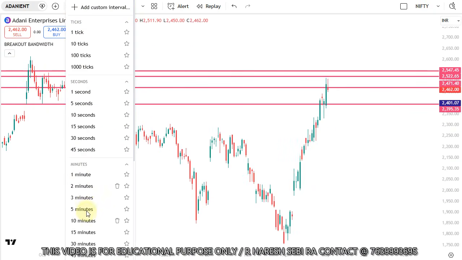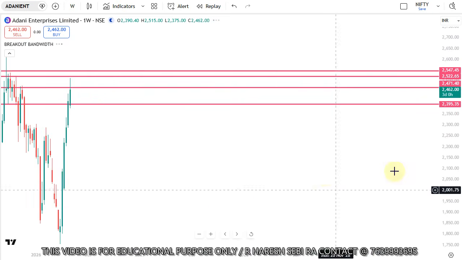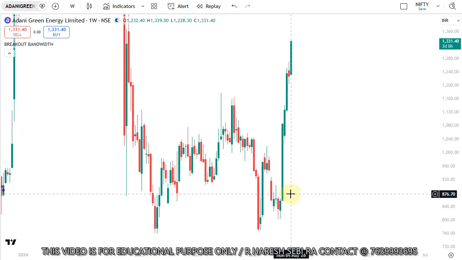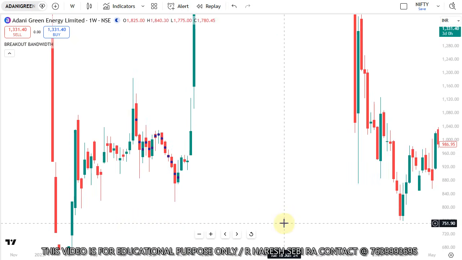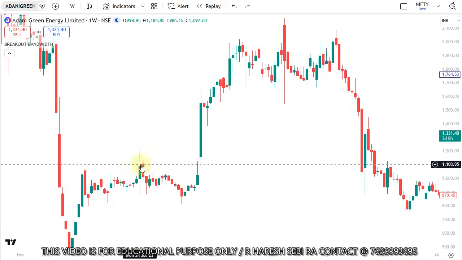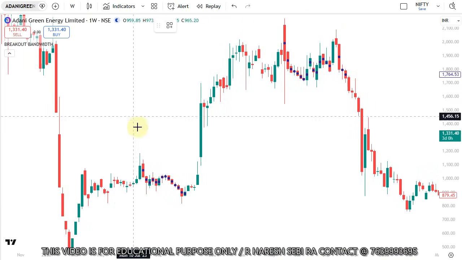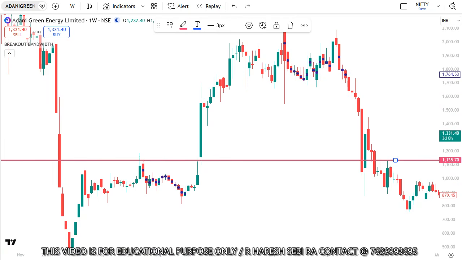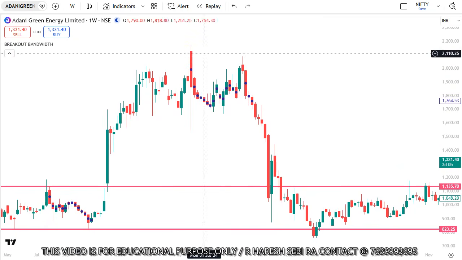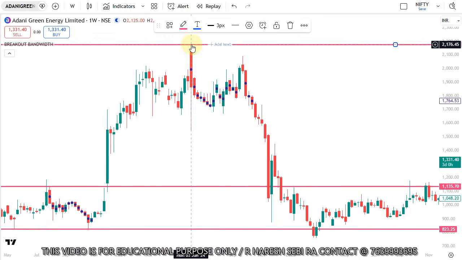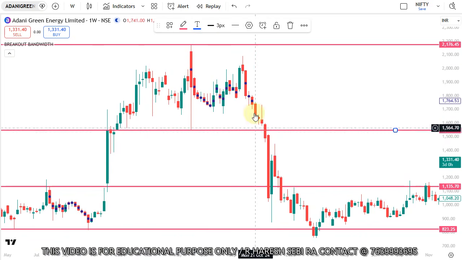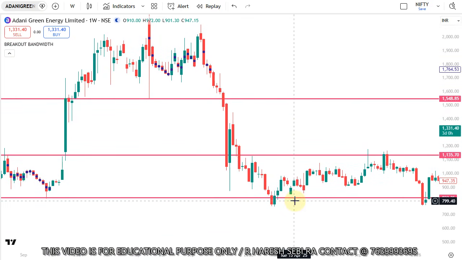Similarly, it will work in weekly time frame also. See here. And weekly, we get a consolidation area here. This is the high of the consolidation. This is the low of the consolidation. See the buy breakout momentum. Again, see, this is the high of the consolidation. This is the low of the consolidation. See the sell directional breakout.